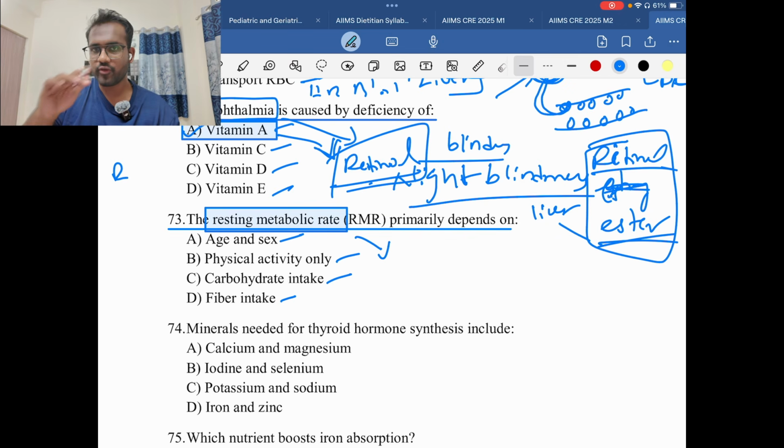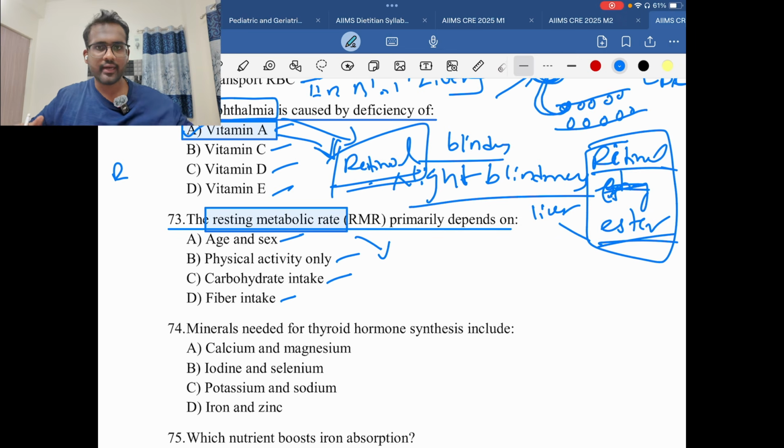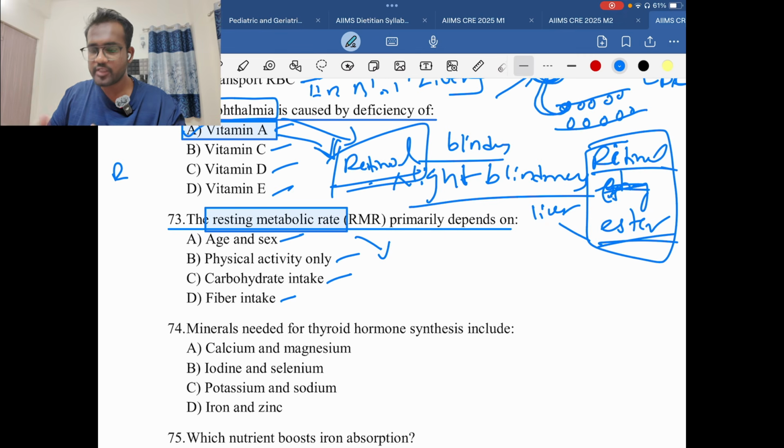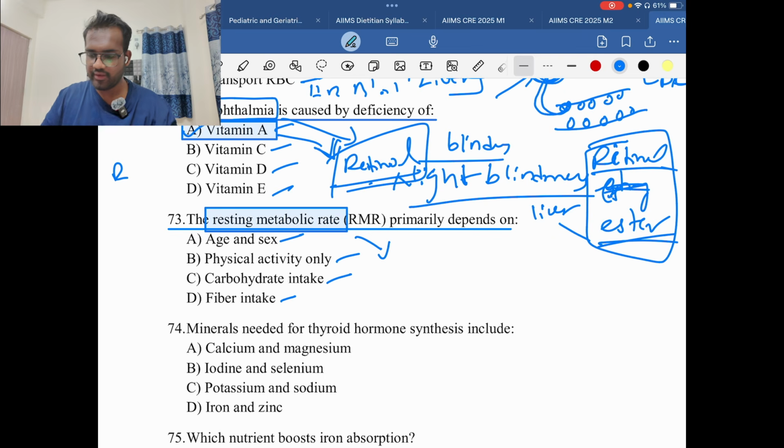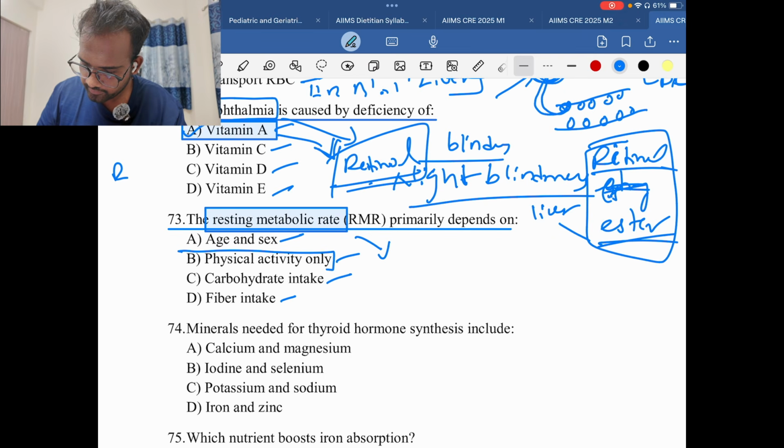If you start moving, if I get up and move around, if I run, then it comes into physical activity. So the resting metabolic rate primarily depends on physical activity level only. Always remember physical activity level only. If I move, the metabolic rate increases. If I stay here, my resting metabolism is here. If I start moving, my metabolism rises up. That's how it depends on physical activity. So the answer will be that.